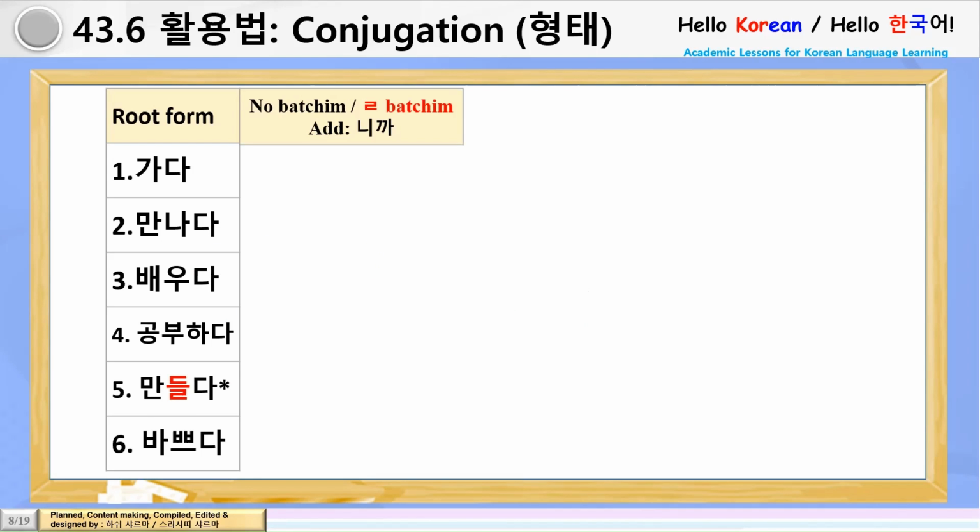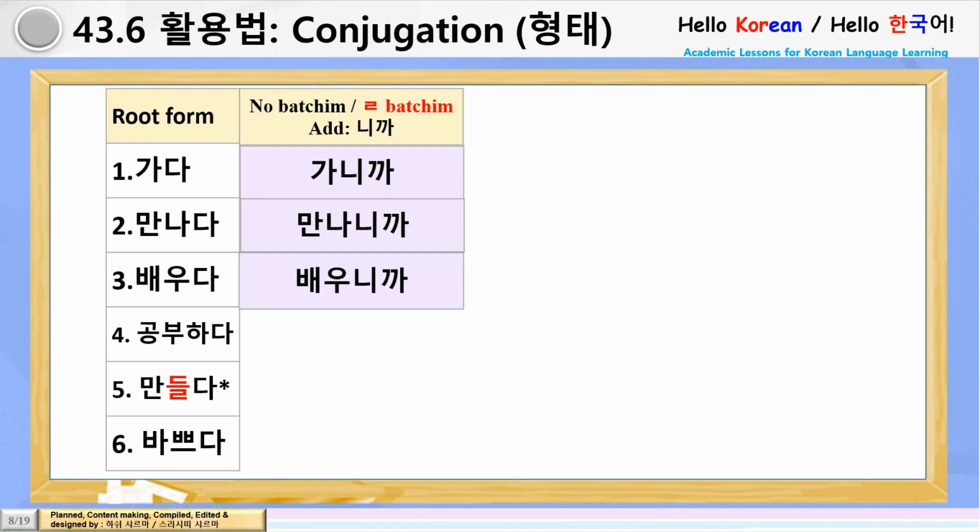Now see the conjugation rules. First rule: for a verb or adjective with no pachim or with a la pachim, add nikka. See number 1, khada, no pachim, add nikka, it will be khanikka. Number 2, mannada. Number 3, phew nikka. Number 4, humbuha nikka. And number 5, be alert, la pachim is there. This we have already completed, irregular conjugation.